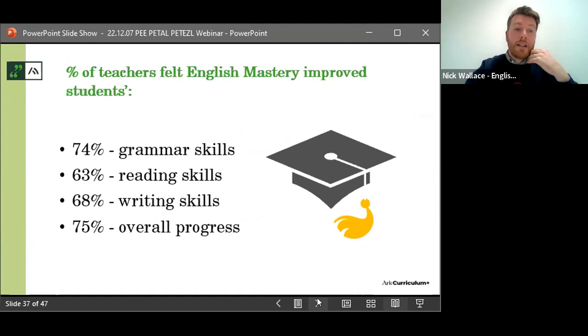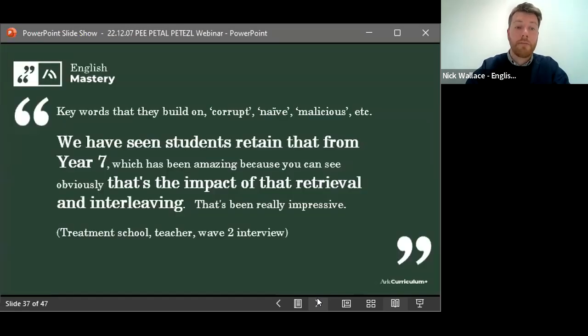74% of teachers said that English Mastery improved students' grammar skills. 63% said it improved their reading skills. 68% said it improved their writing skills. And 75% of teachers said English Mastery improved their overall progress. Really high statistics for an independent education evaluation.